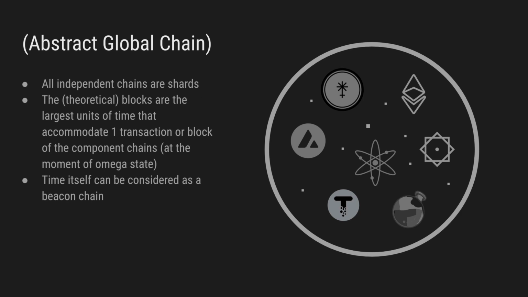So we introduced the concept of an abstract global chain where all independent chains are shards. The theoretical blocks are the largest unit of time that accommodate one transaction or block of the component chains at the moment of omega state. And time itself can be considered as a beacon chain.